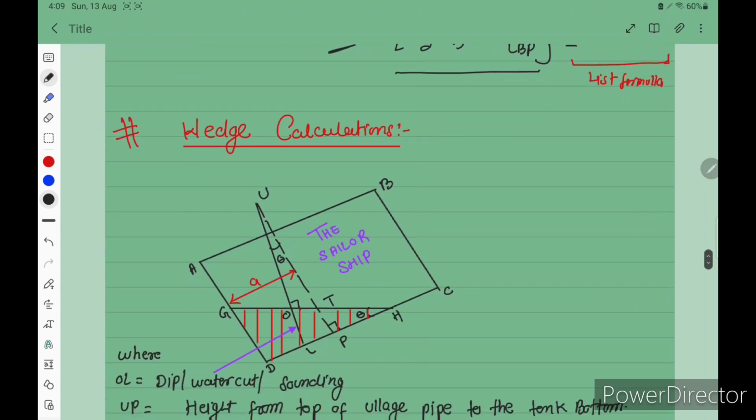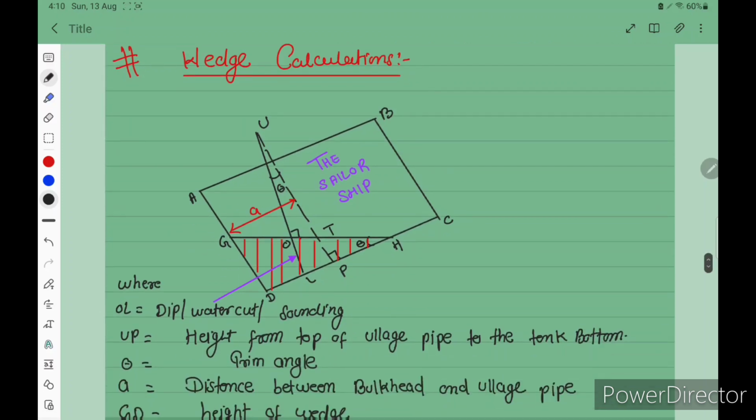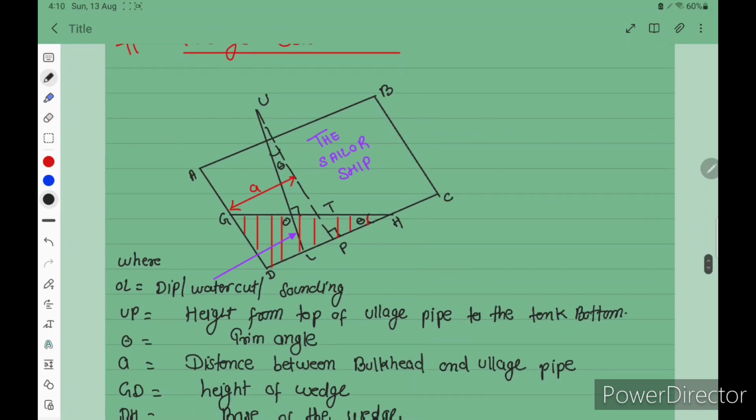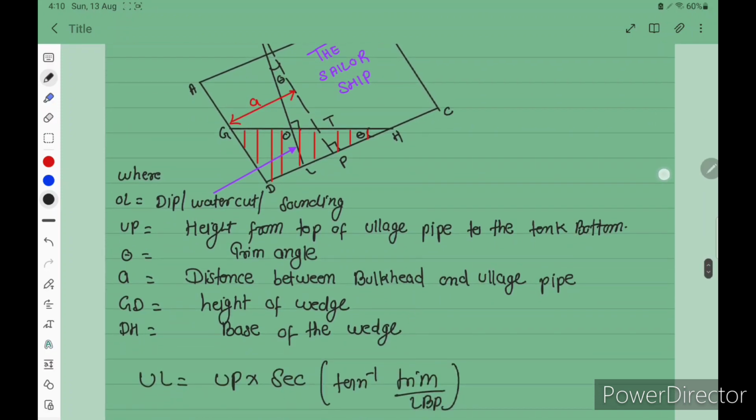Now the wedge calculation, okay. The tank is not like an empty flat space, because of forward and aft there is a little bit of sloping in the tanks, so when checking the radar or the ullage, it will not be exact. That is called the wedge calculation, okay. So we have to figure out how much the wedge calculation is.